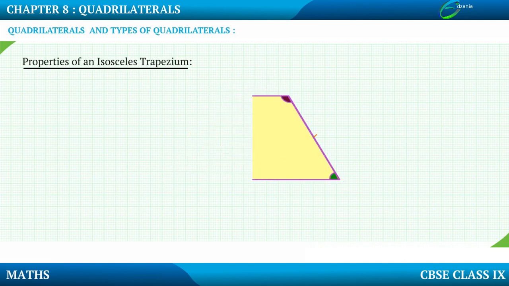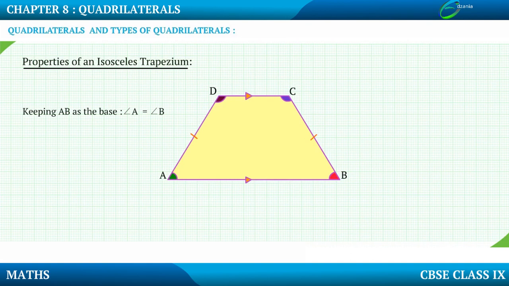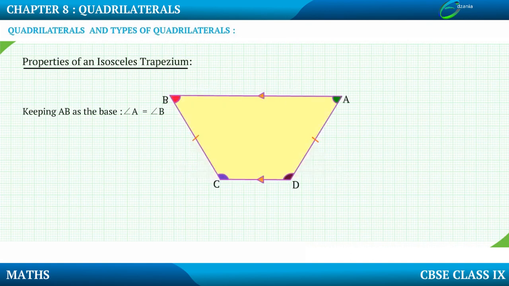On folding the trapezium, angle A will overlap on angle B. Likewise, angle D will overlap on angle C. Now, angle A and angle B are base angles. If we turn the trapezium 180 degrees, then angle C and angle D will be the base angles. Always the base angles are equal in an isosceles trapezium.